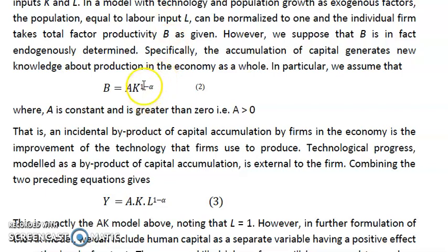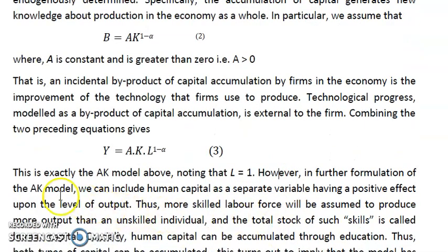Then K raised to 1 equals K. Then K raised to minus alpha times K raised to alpha: minus alpha plus alpha cancel, K raised to 0 equals 1. Then L raised to 1 minus alpha remains. The equation becomes Y equals A K L raised to 1 minus alpha. That is equation number 3. This is exactly the AK model above, noting that L equals 1.